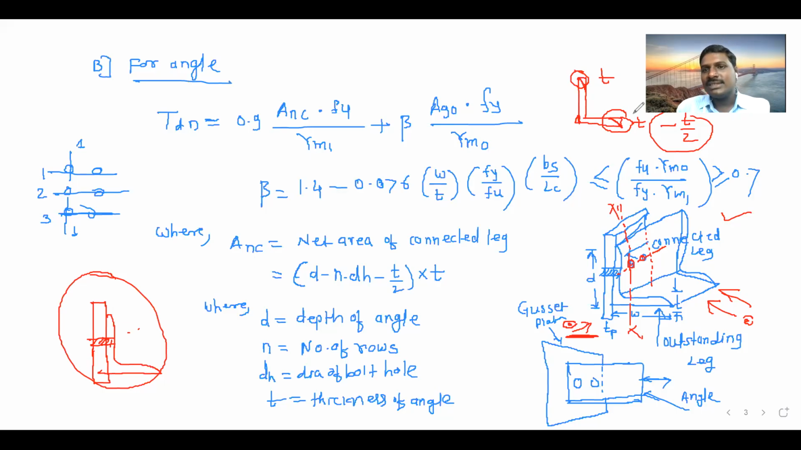Because it is not the same thickness throughout. From this point to this is a varying thickness. That's why I have averaged the thickness here. So this average thickness we have deducted from this depth. Got it?